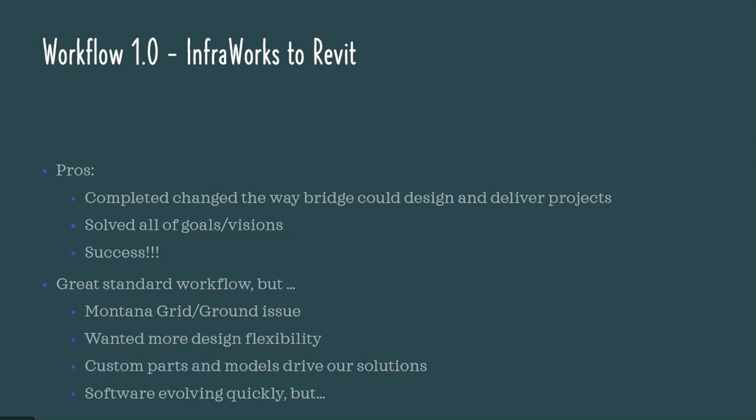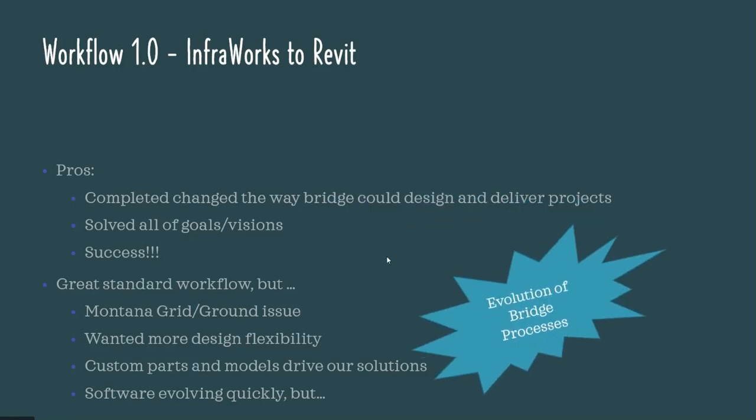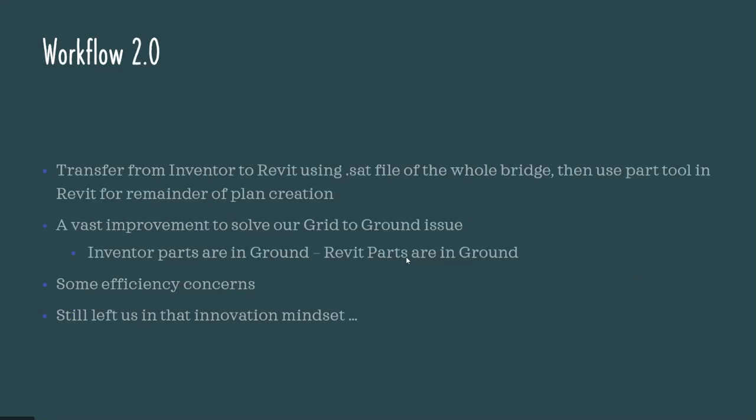But the way our state works and the way we install software and those things, we're not always able to keep up with those. And so in our workflow search here, I'm going to click on my evolution button because we're going to take a step forward and just figure out if there's different ways to start to address some of those issues. And so one of the things we looked at, and we called this workflow 2.0, was to start to transfer our Inventor parts directly from Inventor to Revit using SAT files, .sat.